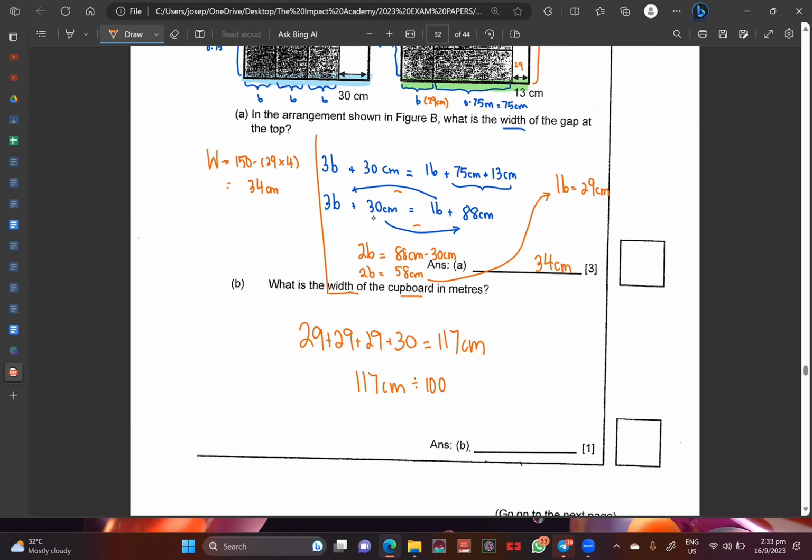So to find meters, I just have to divide by 100. When I divide by 100, division means it becomes smaller. Understand so far? Therefore, your answer will be 1.17 meters. And this is my answer for part B.